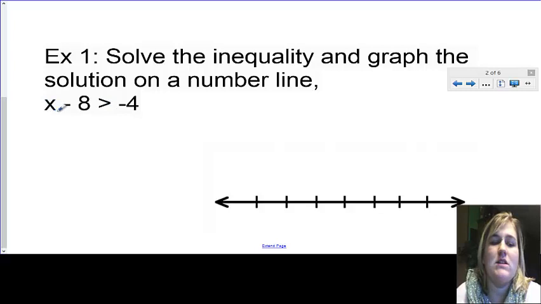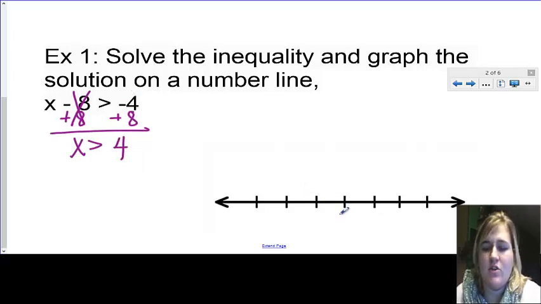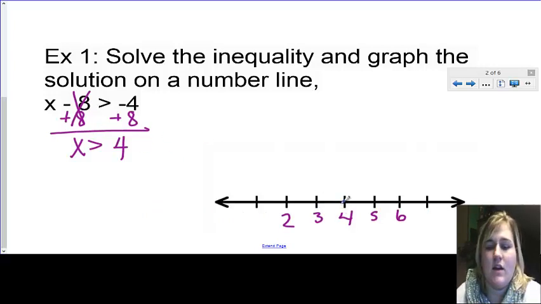So to get x by itself, I hope you see very quickly that we need to add 8 to both sides. Those will cancel, leaving me with x is greater than negative 4 plus 8, which is 4. So on my number line, I'm going to show 4 here in the middle. We'll go 5 and 6, 3 and 2. You see that they keep going. The point that I'm talking about is 4.